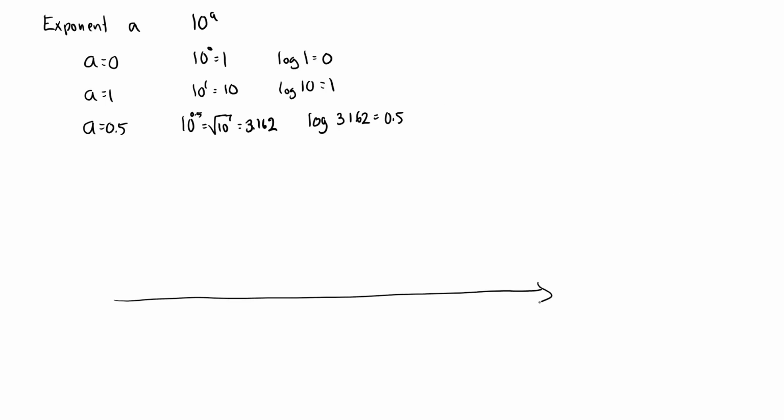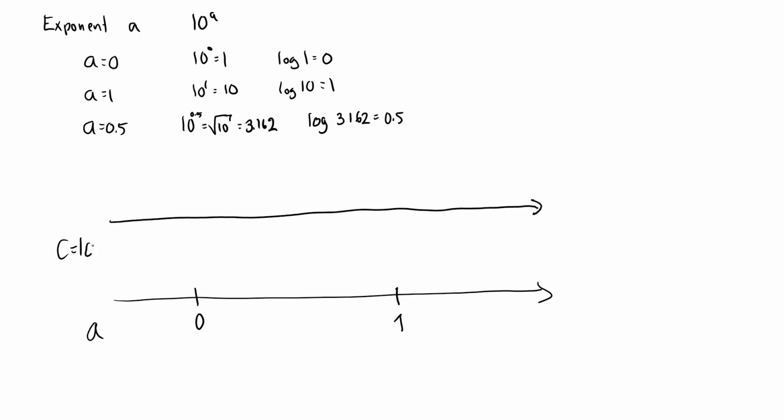To illustrate what we have done so far, let's draw a real line for the exponent and consider numbers between 0 and 1. The exponent can be mapped to the power 10 to the a. Let's use the name c to represent 10 to the a. a equal to 0 is mapped to c equal to 1. a equal to 1 is mapped to c equal to 10. And a equal to 0.5 is mapped to c equal to 3.162.